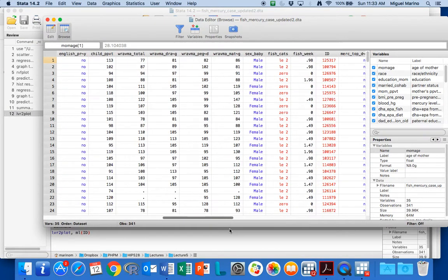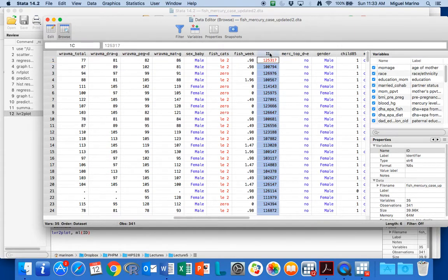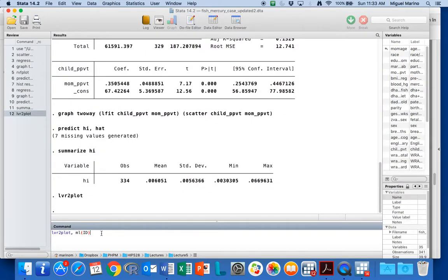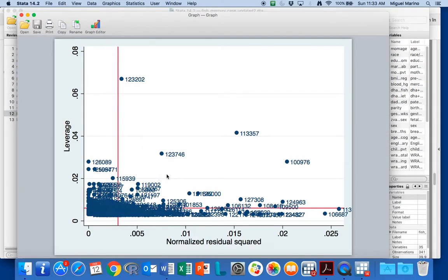I have in this data set a column called ID that is a unique patient ID for everybody. And so if I type in ml id, you can see what this does here. So basically, for every data point, it attaches the subject's ID. And so let's just say, for example, that this was 0.2 here. And if I saw a value here, I know exactly what that observation is, and then I can say, well, I'm going to do a sensitivity analysis removing this person.